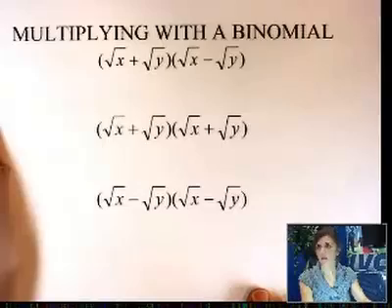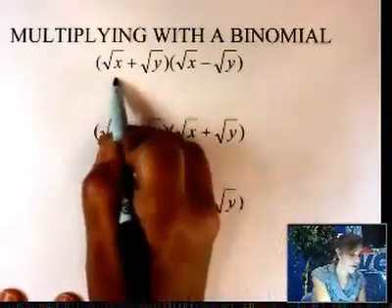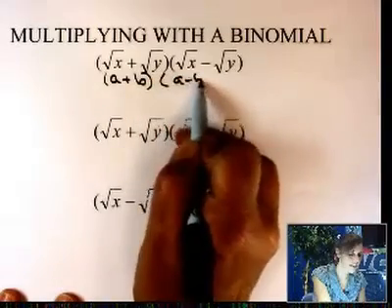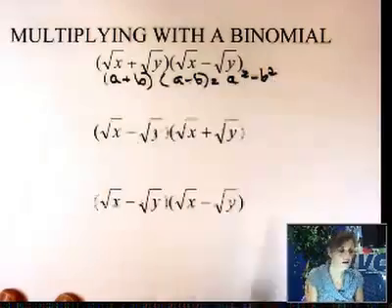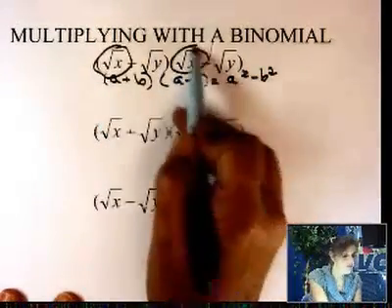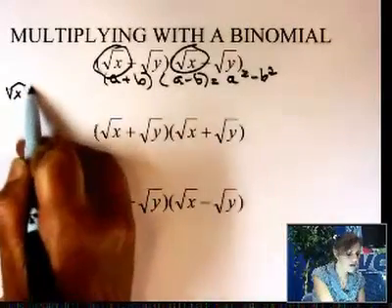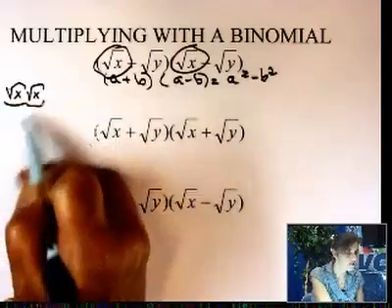Okay, multiplying with a binomial. Remember the rules. A plus b, a minus b. What was that? First one squared minus last one squared. All right, what is the square of these two? If you want, we can write it one time. Rad x times rad x, first one squared. That will give you itself.